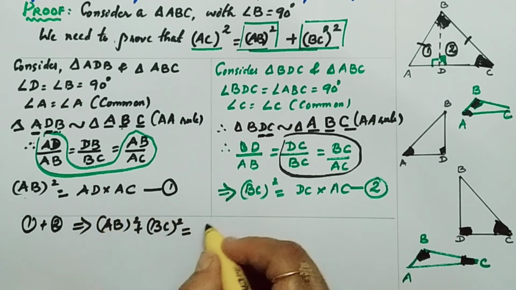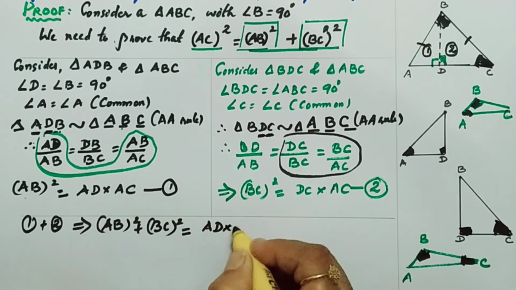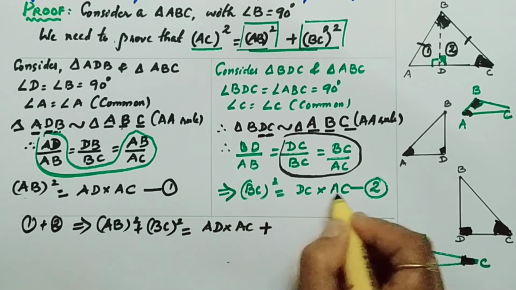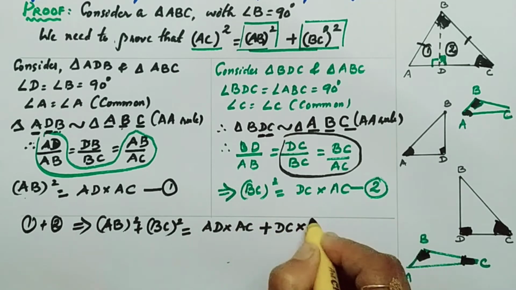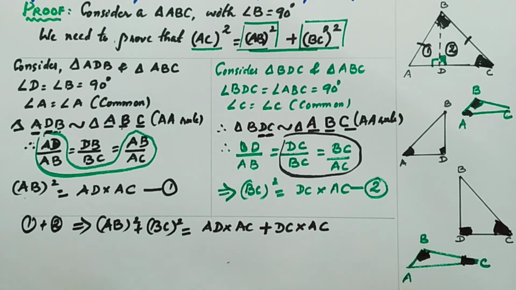The right side is AD into AC plus DC into AC. Looking at the RHS, you can see that AC is the common factor that you can take outside. Equals AC, and when taking it outside, the remaining here is AD plus DC.